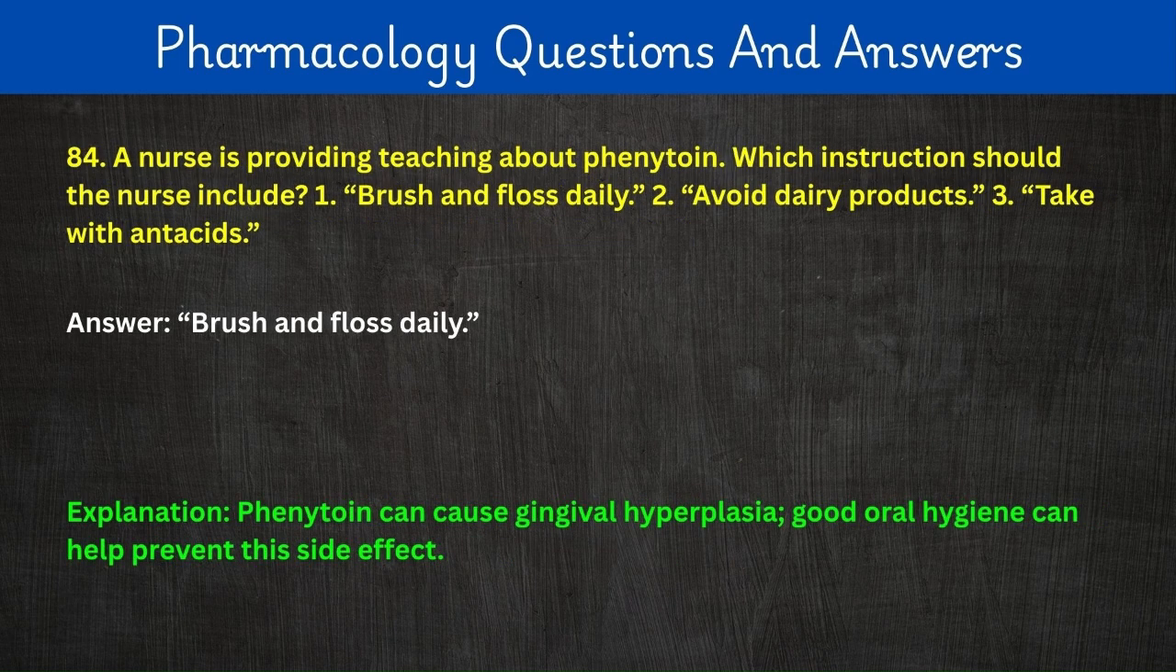84. A nurse is providing teaching about phenytoin. Which instructions should the nurse include? 1. Brush and floss daily. 2. Avoid dairy products. 3. Take with antacids. Answer: brush and floss daily. Explanation: phenytoin can cause gingival hyperplasia. Good oral hygiene can help prevent this side effect.